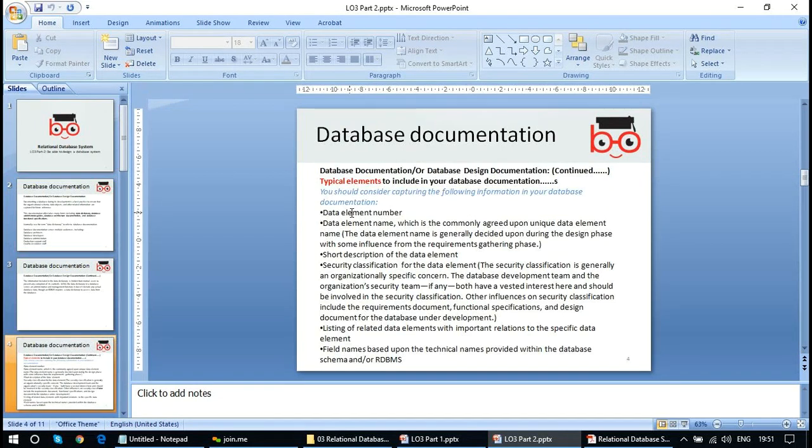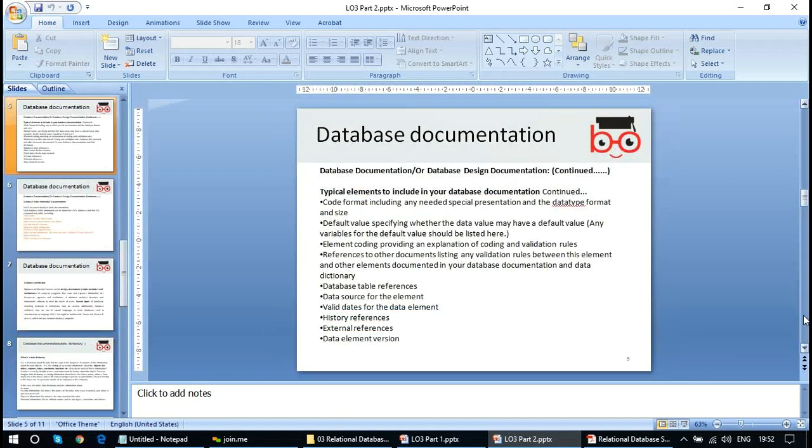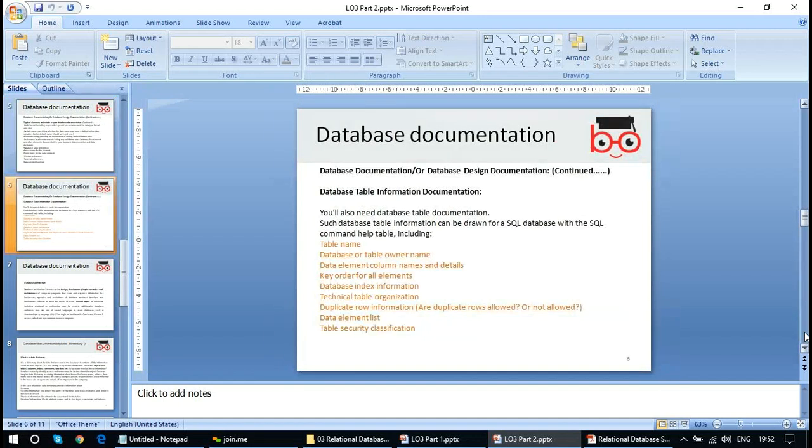That comes under the database documentation, and that includes, for example, if you have one data element like a student, then it will have a number, the data element name, short description, security classification, listing, field names, and so on. Technically, for example, if you have a table, then what do you expect from the table? It should have a name.